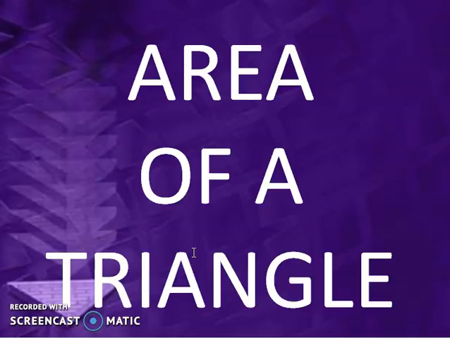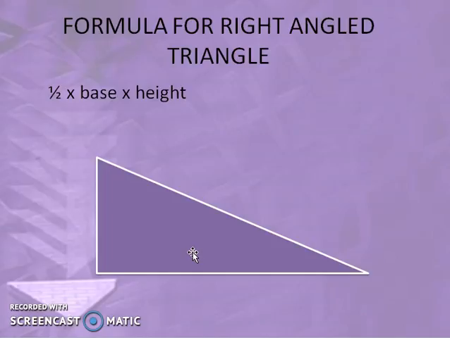And the last subtopic is how to calculate the area of a triangle. Here is the formula used for the calculation for the right angle triangle, which is half times base times height. This is how we calculate the area of the triangle for the right angle triangle.